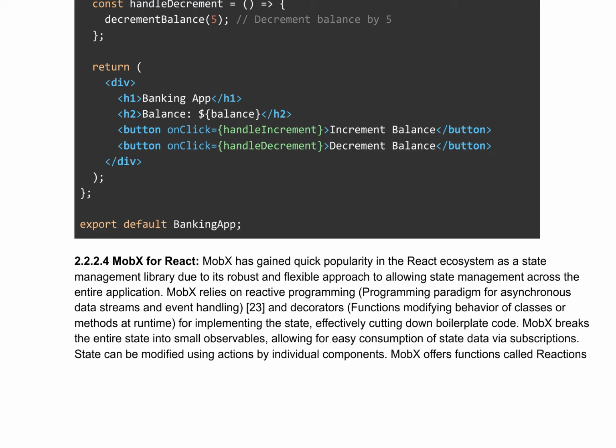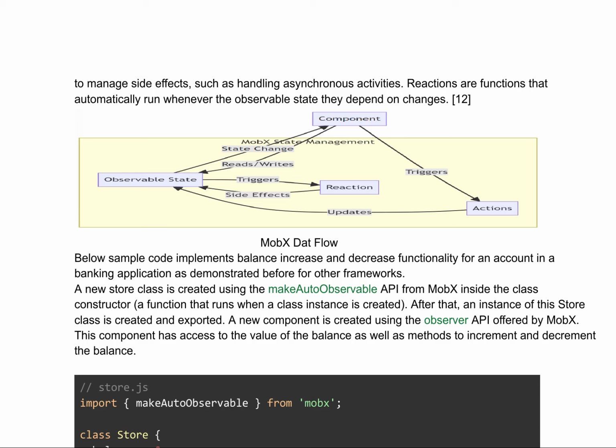The code snippet demonstrates how MobX can be used to manage state in a React application. The makeAutoObservable function is used to create an observable store, which can be used to manage state. The observer function is used to create a component that can observe the state and react to changes. The paper highlights the benefits of using MobX for state management, including reduced boilerplate code and easy consumption of state data.